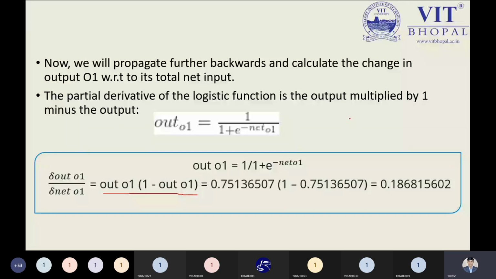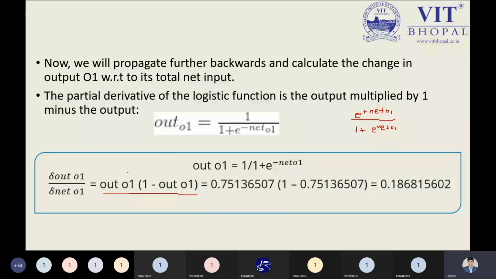You can get the derivation of e to the power x with respect to x. So we can write this formula like e to the power minus net O1, and 1 plus e to the power net O1. If I try to do this, definitely I will get the x value. So this is a simple formula.